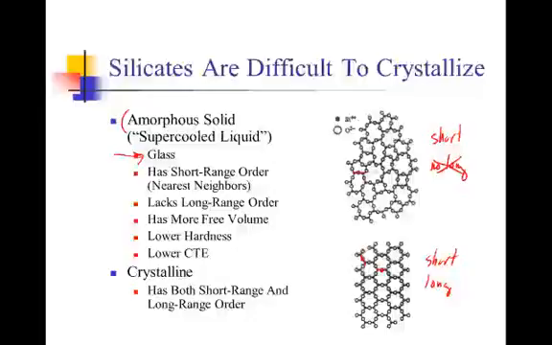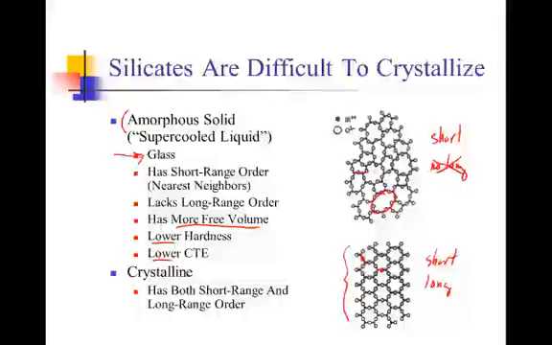However, looking at the long range order, we can see a lot of long range order in the crystalline case, but the number of second nearest neighbors and third nearest neighbors and the number of tetrahedra in the ring can vary in the amorphous structure. And this leads to it having more free volume. You see more empty space in some of these rings because of the lack of long-range order, which gives it lower hardness and lower coefficient of thermal expansion than crystalline silicates and non-silicate ceramics.